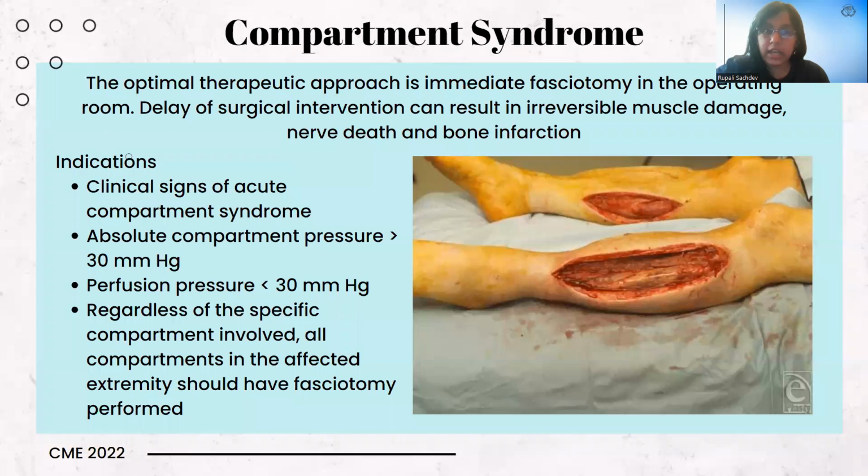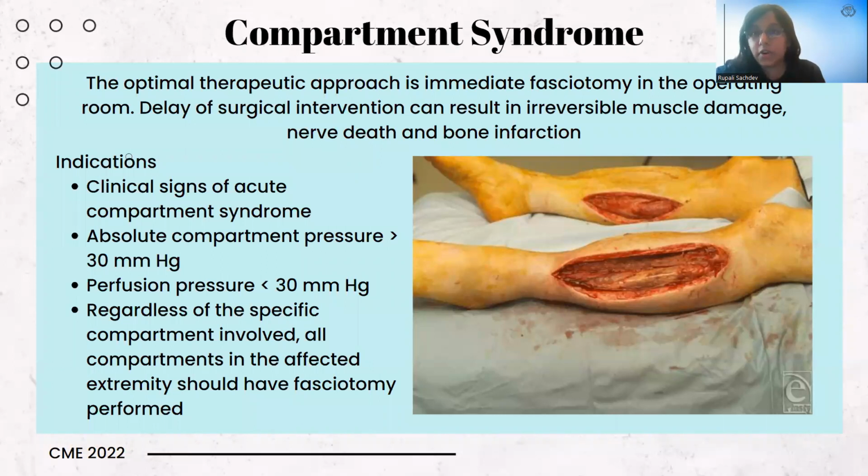What are the indications for doing it? Now, this is a clinical diagnosis, so it's not something you can tell on an X-ray. There are methods to measure the pressure, but it's very less likely that the machines will be available to you. So if you have clinical suspicion, you can perform a fasciotomy. If you have the machines available, the compartment pressure should be more than 30 millimeters, and the perfusion pressure should be less than 30.